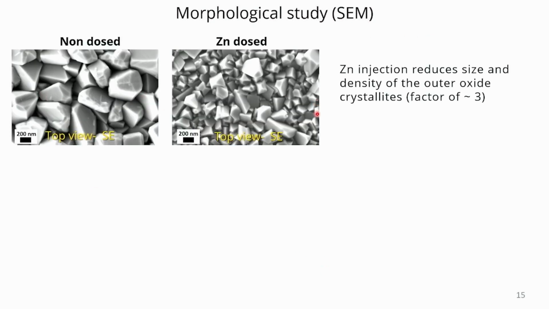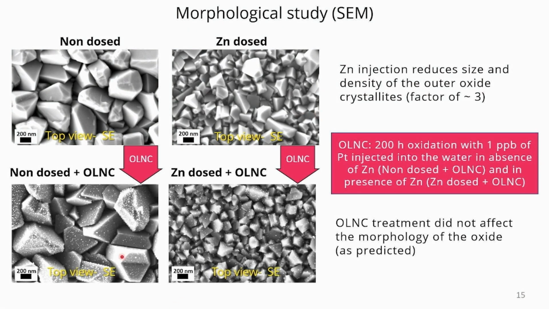Then when we expose these 2 samples to the AlignableChem treatment, you can see now the platinum deposition. These bright spots here indicate clusters of nanoparticles of platinum covering the surface. But actually, what we observe is that the AlignableChem treatment did not influence the morphology of the oxide.